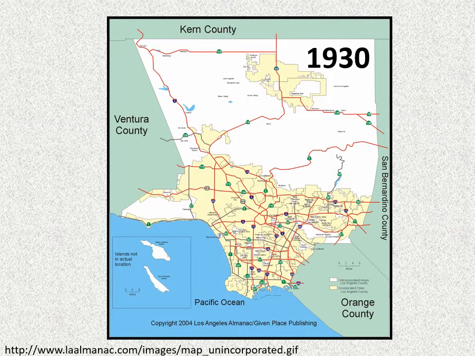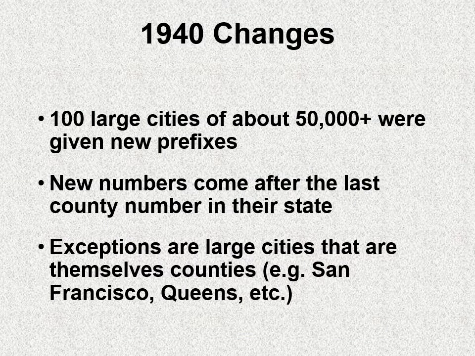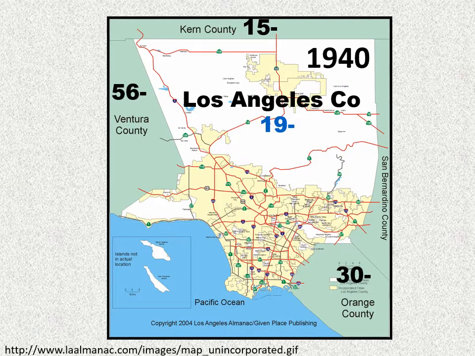Example. Here we have Southern California. We have a number of counties surrounding Los Angeles County, which has a prefix of 19. The city of Los Angeles is in the county. It has a prefix of 19. But in 1940, 100 large cities of about 50,000 or more were given their own prefixes. And those numbers come after the last county number in the state. The exceptions are large cities, which are themselves counties. And so now, in 1940, the city of Los Angeles has a prefix of 60.